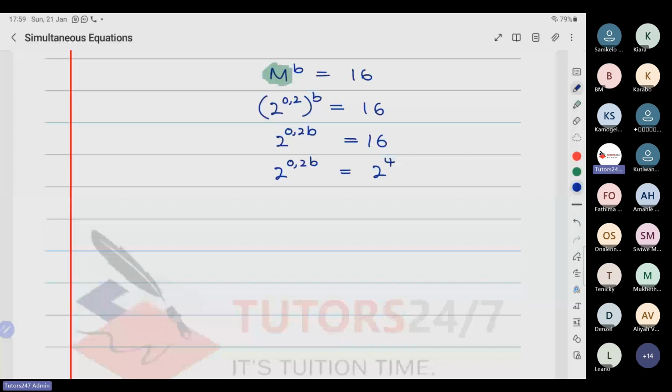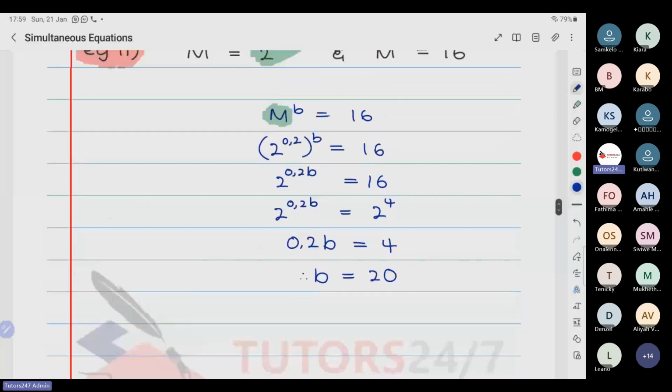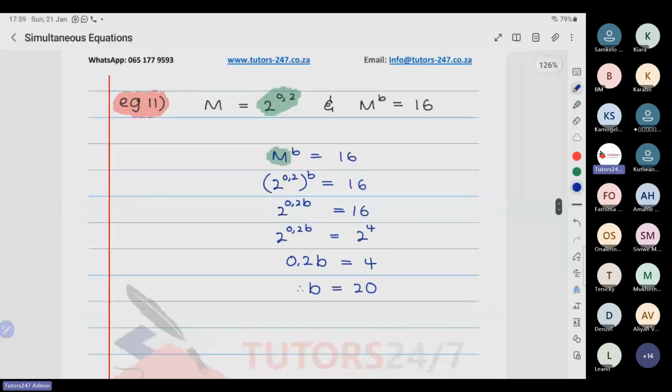And now it's just basic equation rules. We divide by the coefficient of the variable. So if you divide both sides by 0.2, you are then going to have b as equal to 20. And that is it. Our value of b is 20. Does anyone have a question? Something you do not understand, or something you would like us to repeat? Okay, then let us continue.